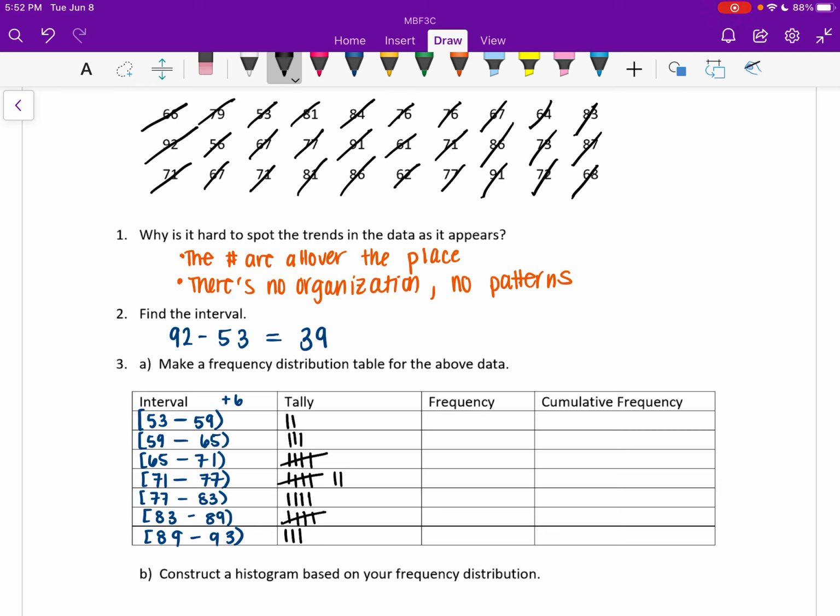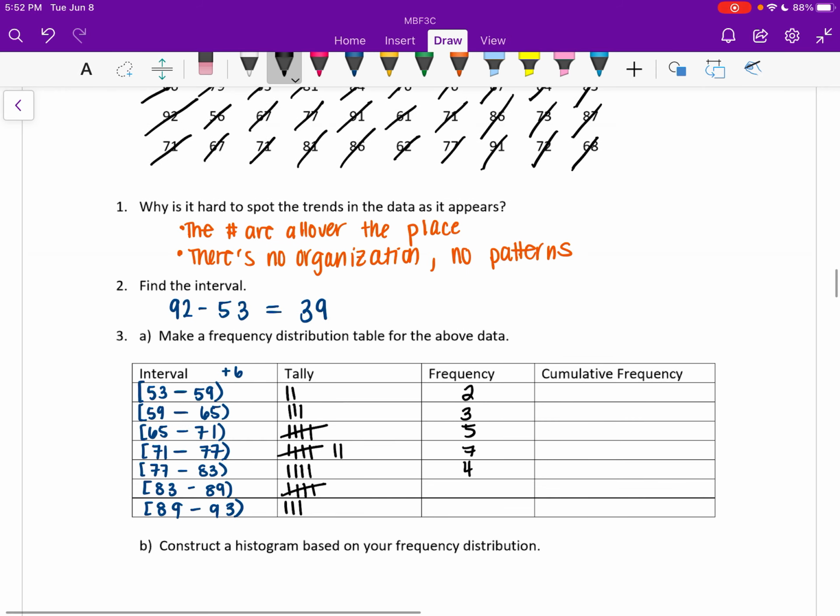Right, so now let's do our frequency count. We have 2, 3, 5. This is going to be 7, 4, 5, and 3. Right?